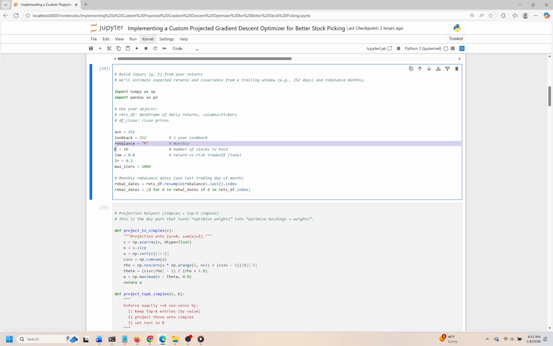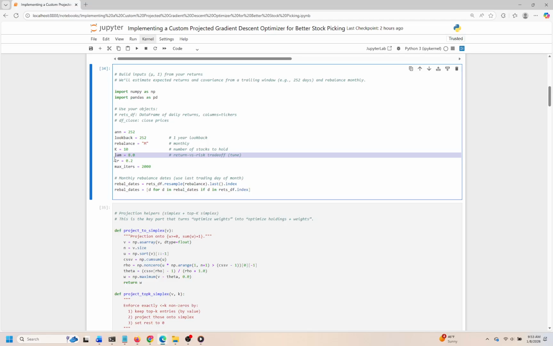We also specify the number of stocks to hold, in this case, 10, which allows us to diversify our portfolio while maintaining a manageable level of complexity. Further, we introduce a return versus risk trade-off parameter, labeled as lambda, set at 8.0. This will help us balance our desire for higher returns against the risks we're willing to accept.